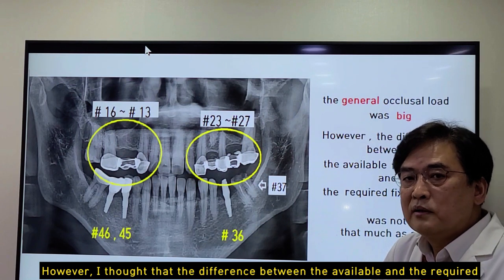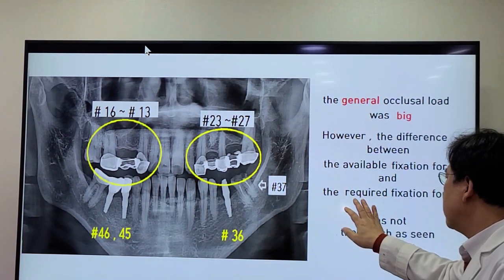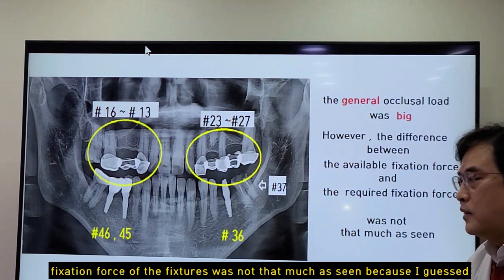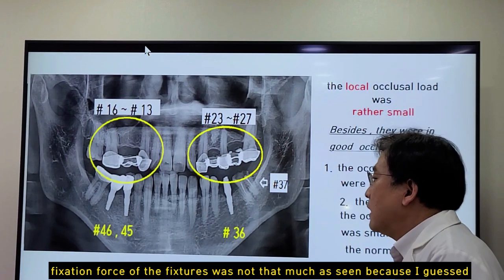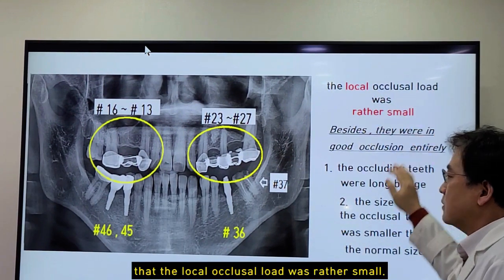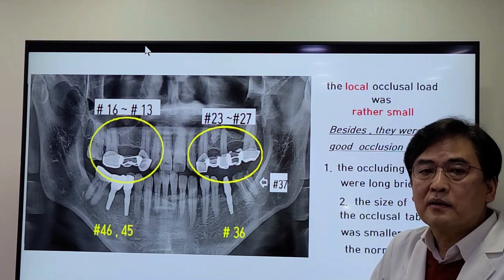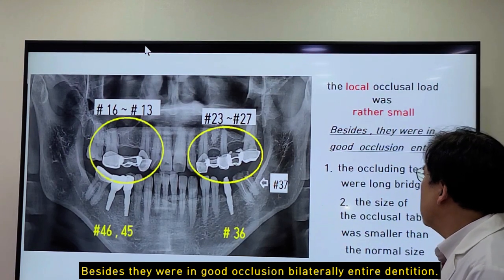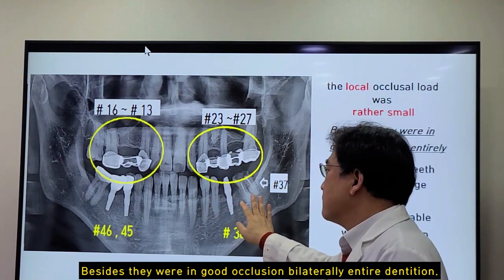However, I thought the difference between the available and required fixation force of the fixture was not that much, because I guessed the local occlusion load was rather small. There were two reasons I thought so. Besides, they were in good occlusion bilaterally in the entire dentition.